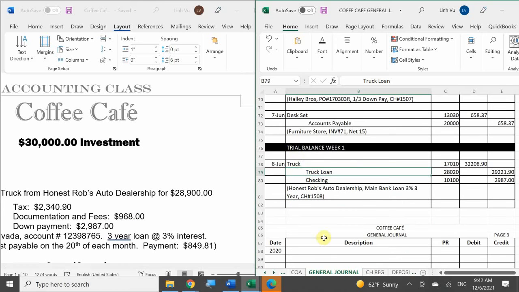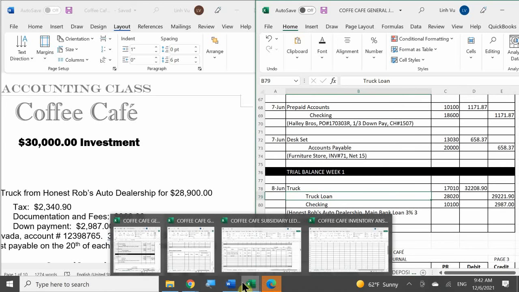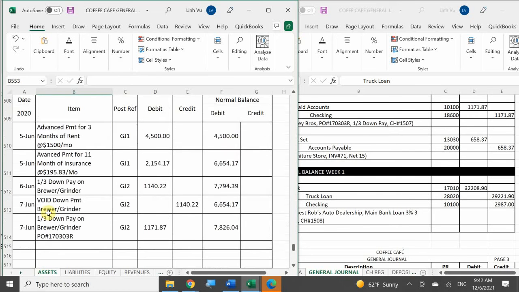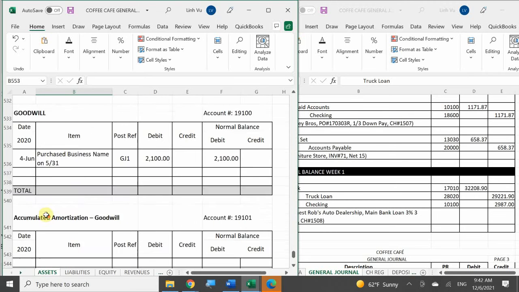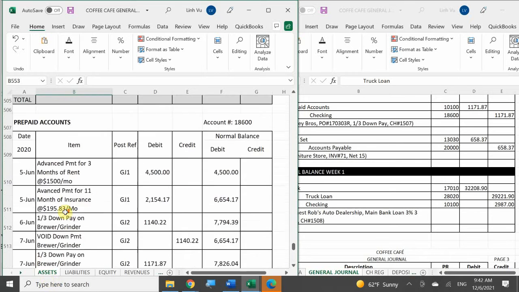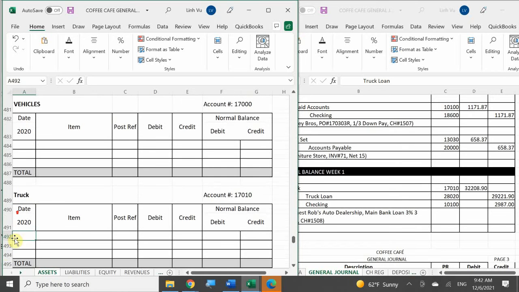Now that we finished our journal, we now can go into our ledger. So let's go to our first one, which is our truck. We finally acquired an asset. So here you go. Vehicles, truck is here.